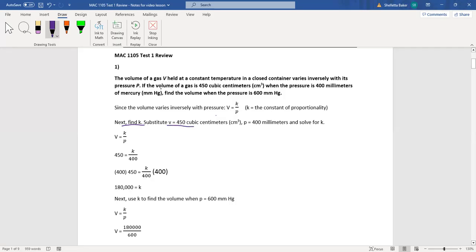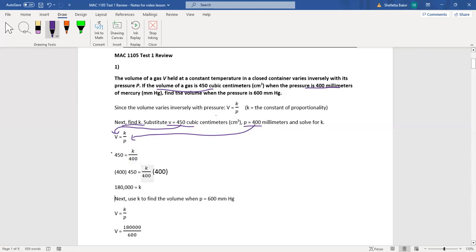We're told that the volume is 450 cubic centimeters, so we'll substitute 450 into our equation for V, for the volume. So instead of V equals, we write it as 450 equals. We're also told that the pressure is 400 millimeters. That's given to us in the problem. We're going to substitute 400 for P in our formula. So we're left with 450 equals K over 400.